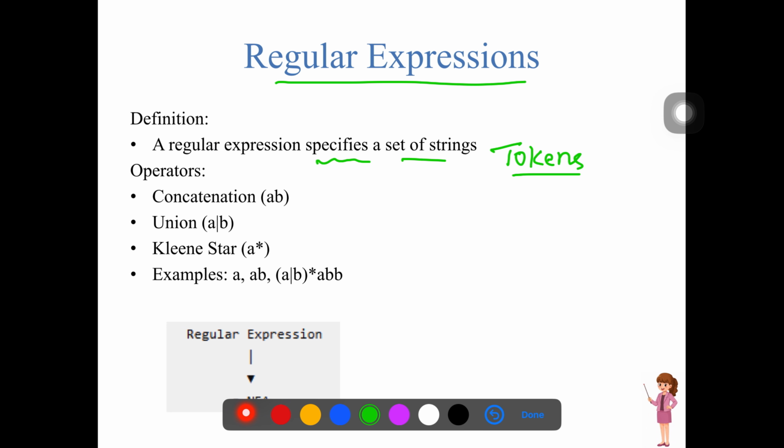So some of the operators are concatenation, union, Kleene star. Examples are like this: a, ab with respect to the concatenation, union operator using a|b, Kleene star (abb)*. A regular expression, you can see the small diagram here. Let us move to the next slide.